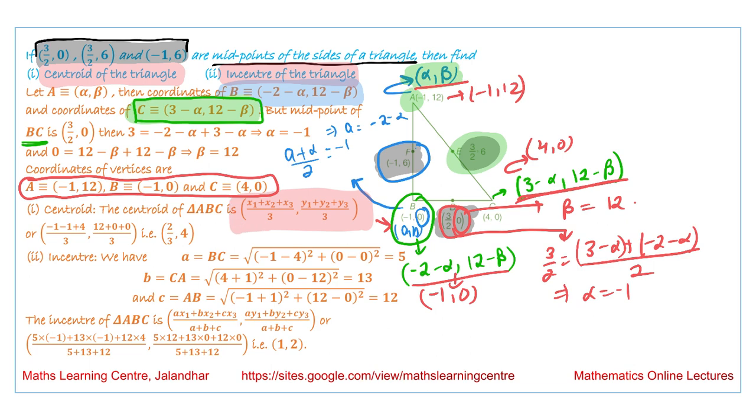So substituting these values over here, we obtain the coordinates of the centroid as (2/3, 4). These are the coordinates of the centroid of this triangle.